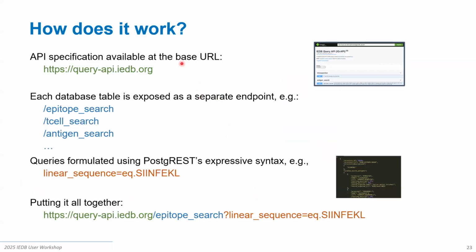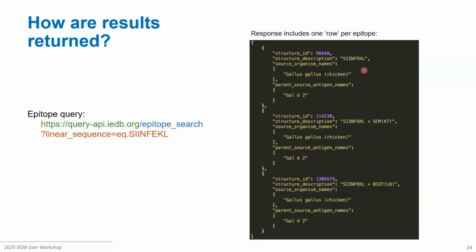So how does it work? It's available via this base URL. You would then append on an endpoint which lines up with our results tabs, either Epitope, T-cell, antigens, or examples. You would then put in our filters that you would want, and then finally you can see we have a whole URL here to query, and this is again mimicking that query I showed in the previous one. Results are returned. You can see right here, one row per epitope for this example. Again, similar to the exports you would get from the website or what you would see on the website.